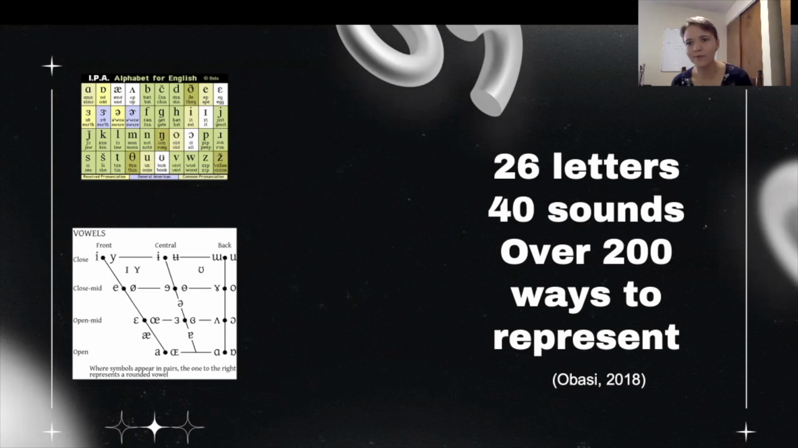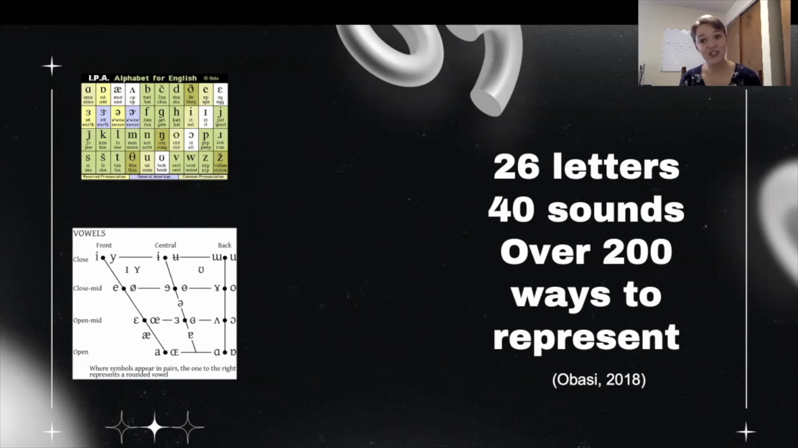For example, we might know, okay, yeah, there's 26 letters in the English language. Yes, got that. But depending on what dialect you speak, there are 40 different sounds used in English. And then using those 26 letters, we have developed over 200 ways to represent those 40 different sounds. So speaking English is very, very complicated.